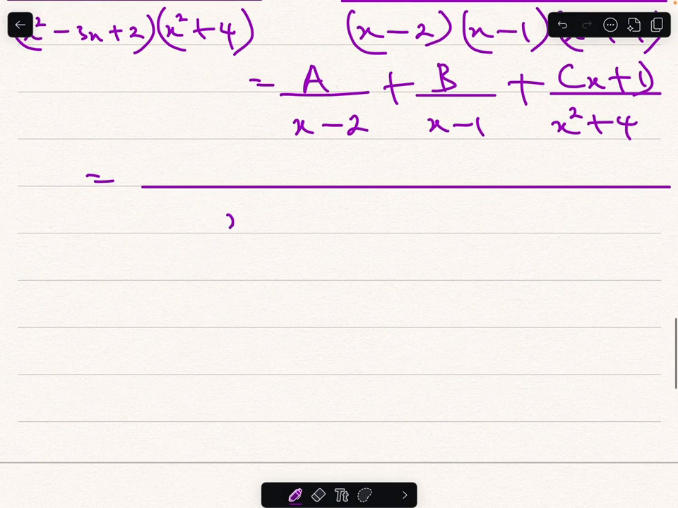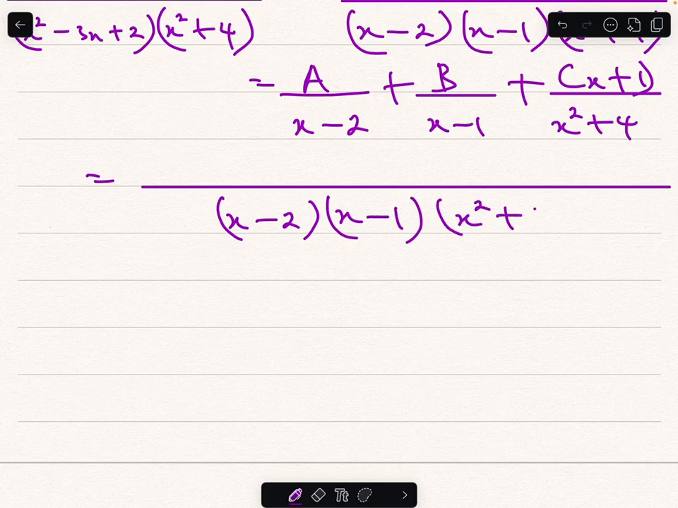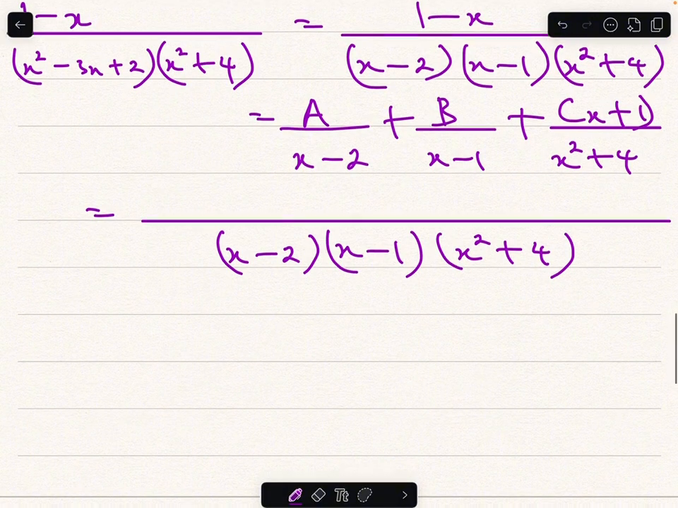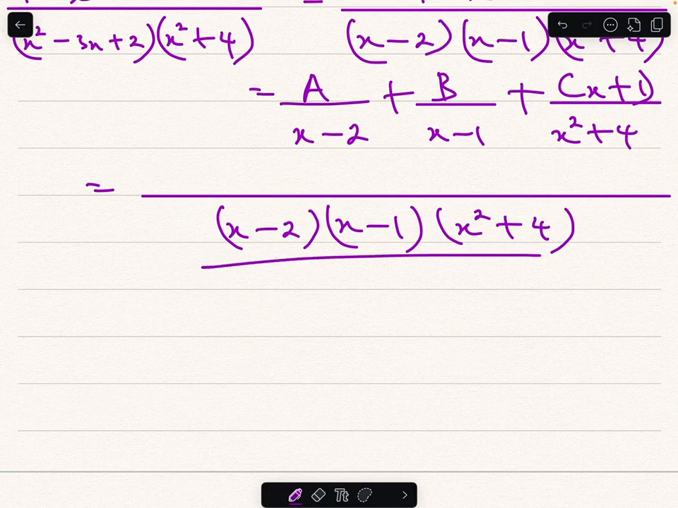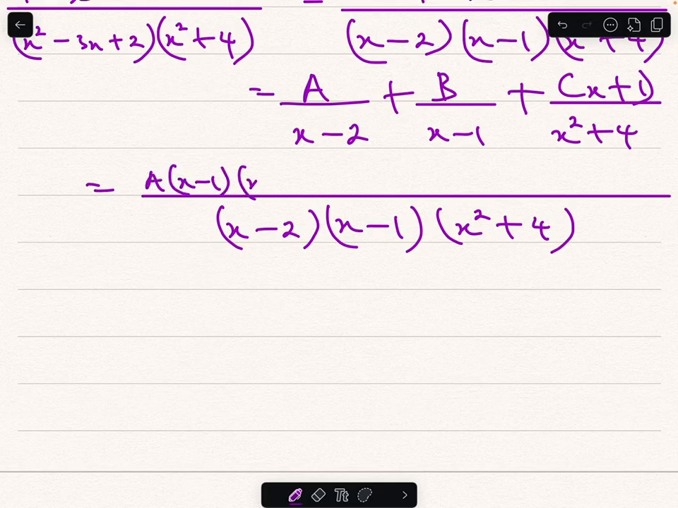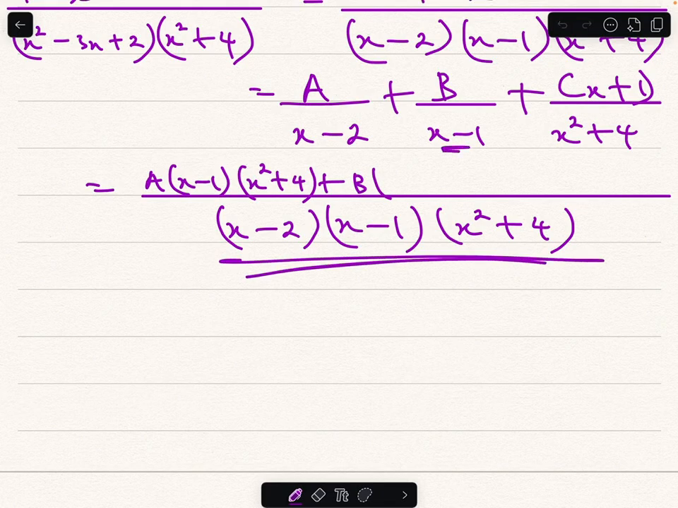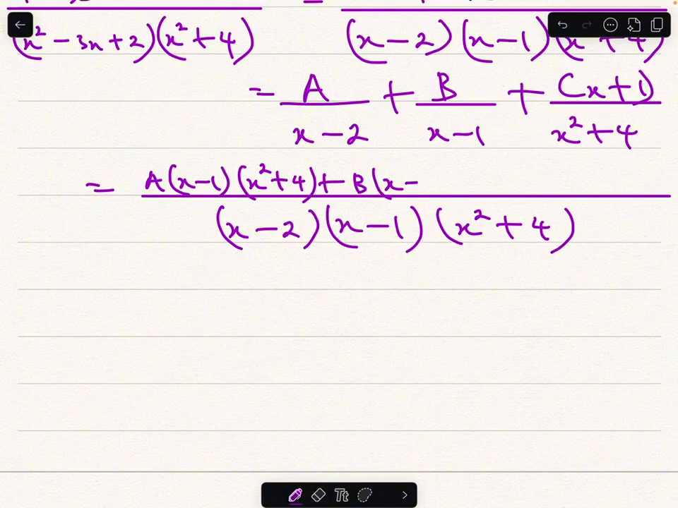The LCM is, let's write all the factors, x minus 2, x minus 1 times x squared plus 4. That's the LCM of the denominators. So when you divide this LCM by x minus 2, we have a into bracket x minus 1 times x squared plus 4, plus b into bracket. When you divide this LCM by x minus 1, you have b into bracket x minus 2 times x squared plus 4.